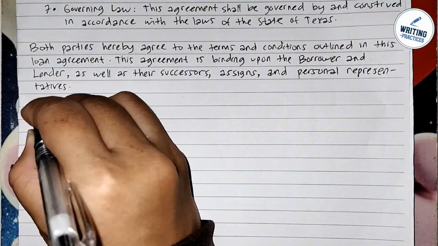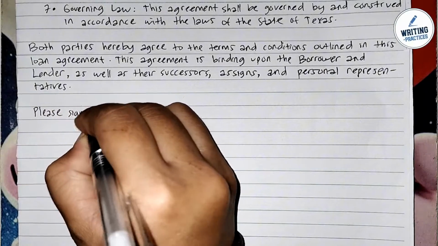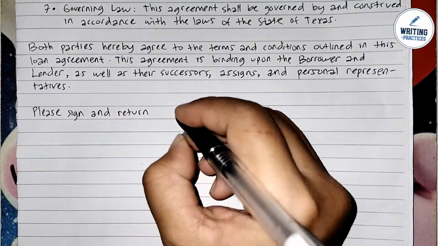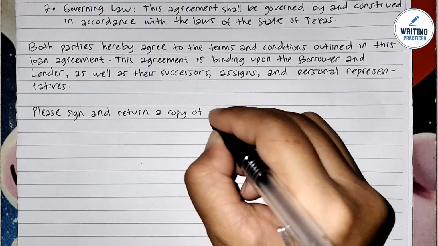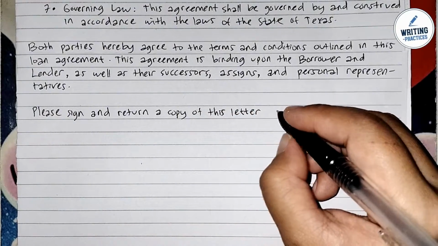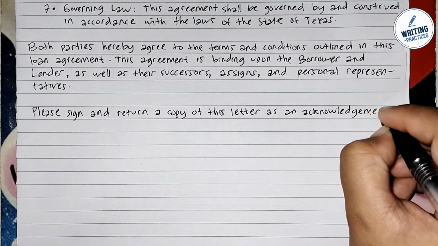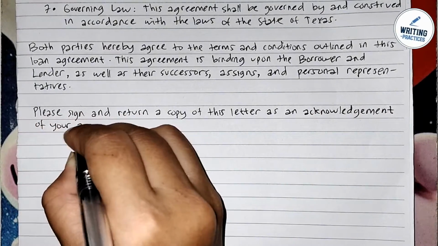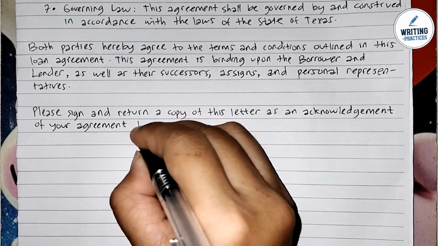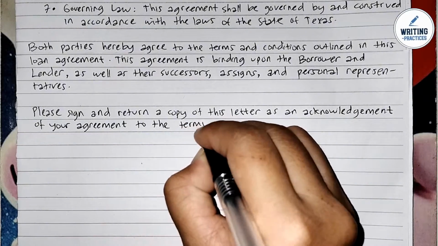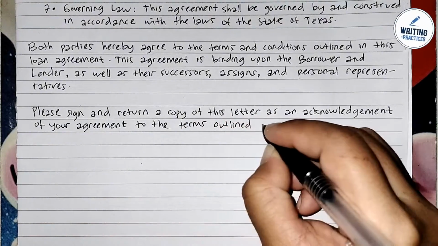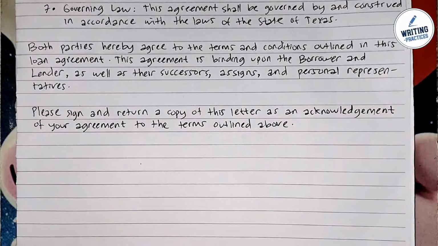And the next paragraph is the instructions for signing. You need to instruct the borrower to sign and return a copy of the letter to acknowledge their agreement. The goal is to ensure there is a formal record of the borrower's consent. Simply, you may write something like, "Please sign and return a copy of this letter, as an acknowledgement of your agreement to the terms outlined above."